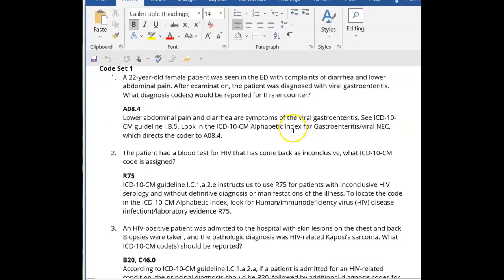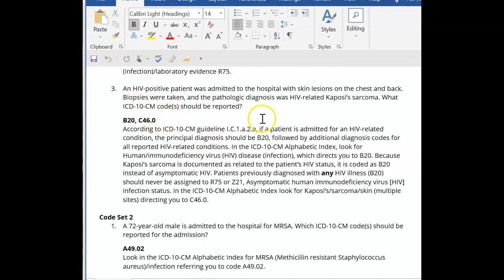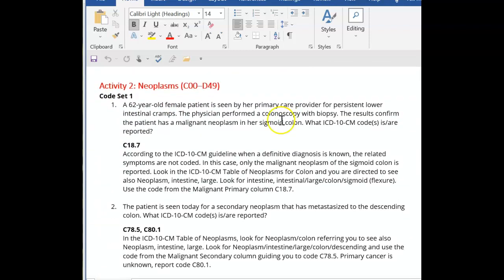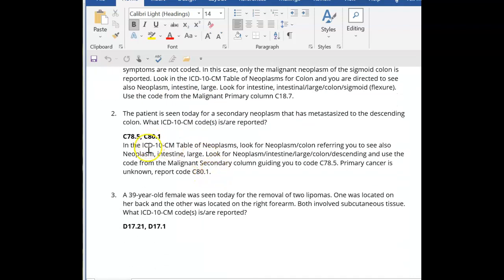All right, so number 2, everyone did okay with that one. Same thing with number 3. Go to activity 2, neoplasm. These were okay. The biggest thing here is number 2. You're not experienced coders, but I'm just going to explain to you the C80.1. I had a student ask me about that.